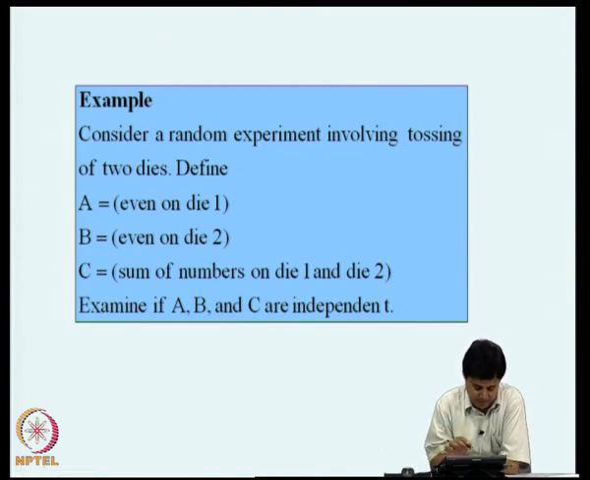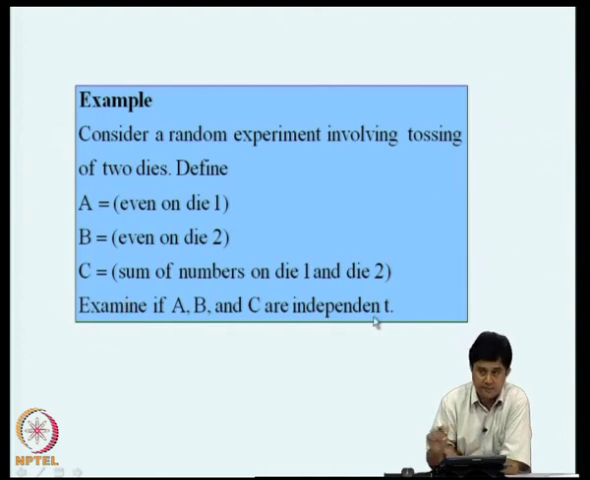Now this is an example that you can try. Let us consider a random experiment involving tossing of 2 dice. We define A as even on die 1, B as even on die 2, C as the sum of numbers on die 1 and die 2. Now the question is, you need to examine if A, B and C are independent.